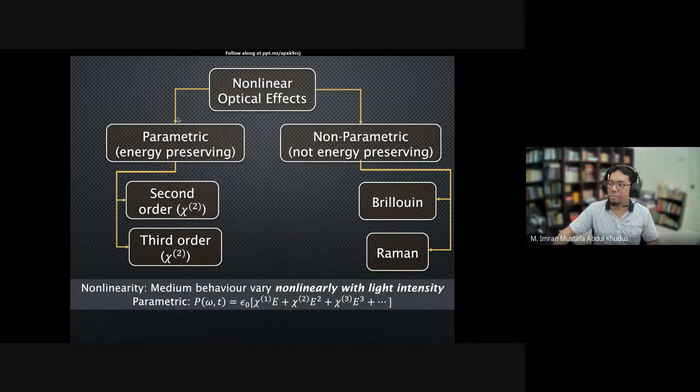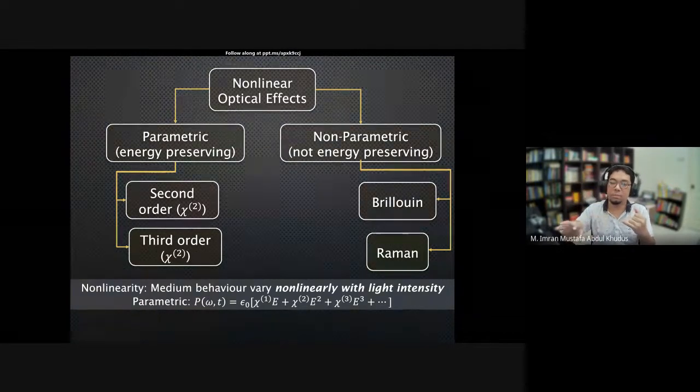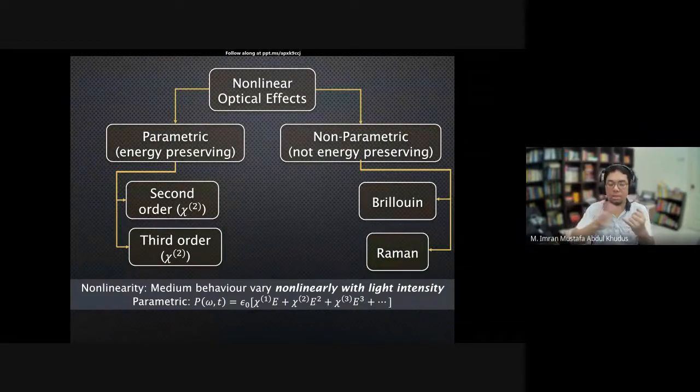So nonlinear optical effects, just as a kind of review, can be divided into parametric and non-parametric. Actually, there's a bit more division, but for the purposes of this, this is what we care about. So parametric means it's energy preserving. Photons coming in equals photons coming out. Non-parametric means photons coming in, some transfer into phonons, which are vibrations, right? And then some goes into photons as well, right? Or take energy from phonons.